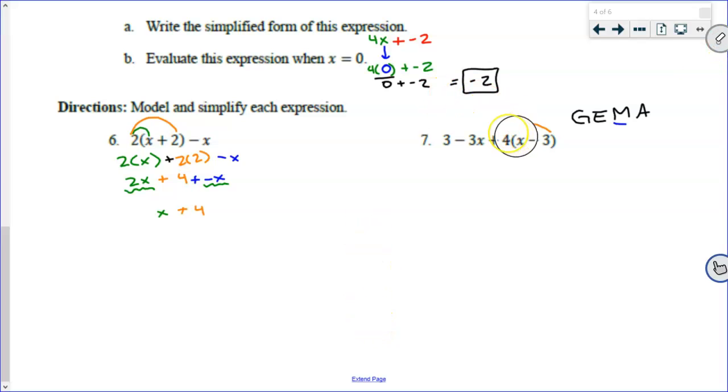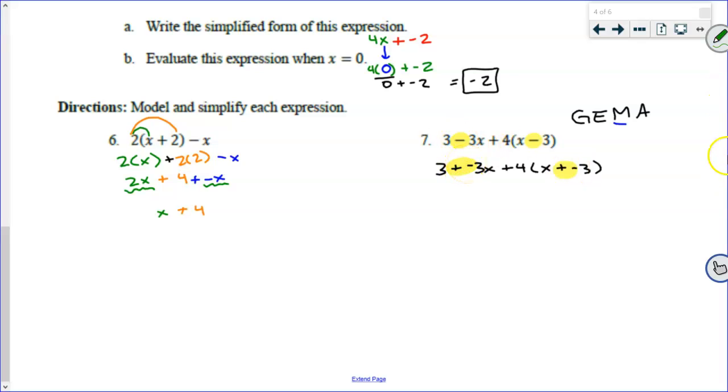So before we even get started on this one, I want that first step to be, let's get in the habit of changing subtraction to adding a negative. So 3 minus 3x becomes 3 plus a negative 3x plus 4 multiplied by the group x, not just minus 3, but x plus a negative 3. Really make that your habit, that we're changing subtraction to adding a negative.